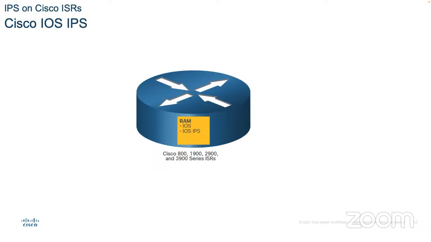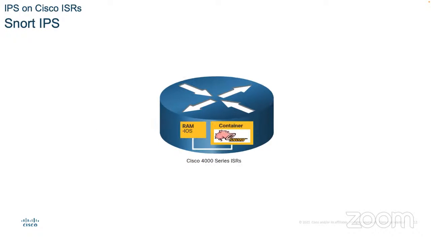IOS does have an IPS, and it has a couple of things like setting alarms, dropping packets, resetting connections, denying traffic. Snort has way more power. Anything Cisco 4000 and up has the feature, but you can also install it as a virtual machine or install it on a computer. Snort is a very powerful tool. I highly suggest looking into it.